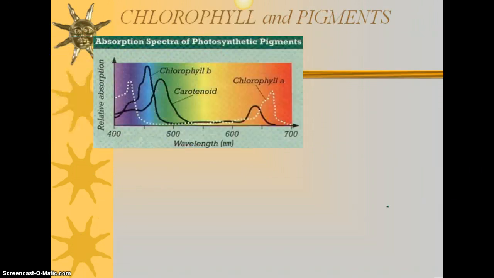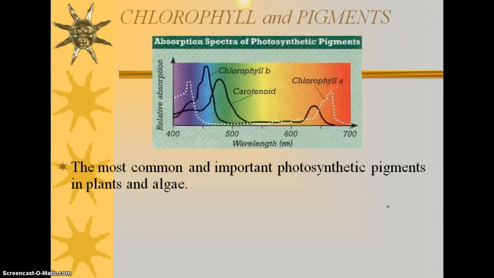So when we take a look at chlorophyll specifically and then other pigments that are there, chlorophyll is the most common and important photosynthetic pigment in plants and algae. That's the one that allows you to see green pigment or green color in the plant, in the leaves. There are other pigments, and that's why we see other colors in the fall.